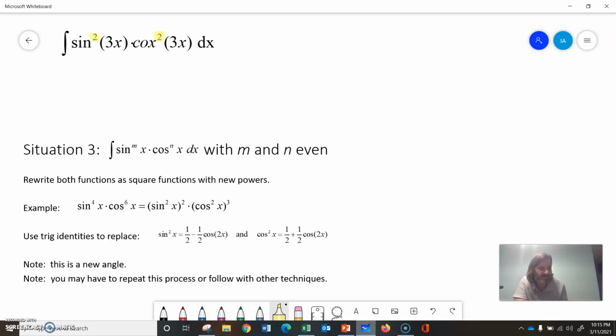And I see I've got COX there where it should be cosine. Okay, but we're going to change both of these. They're already squares to a power, so they're to the first. So we're going to have the integral of, let me use a different color for it. I'm going to change the sine squared of 3x to 1/2 minus 1/2 cosine. And right now the angle is 3x, so I've got to double that to 6x. So the angle that was in there got doubled.